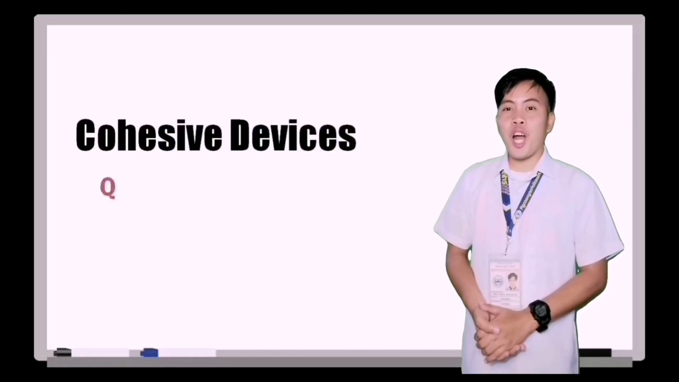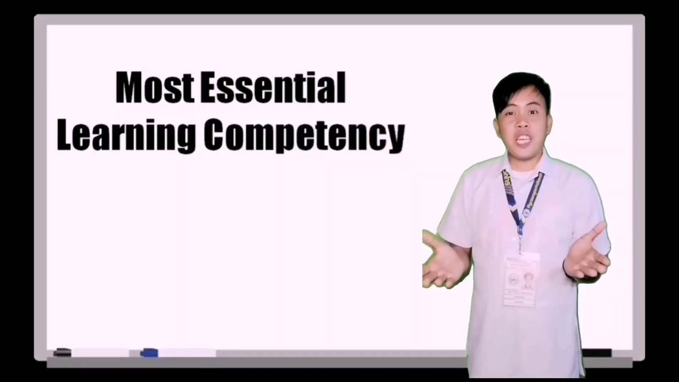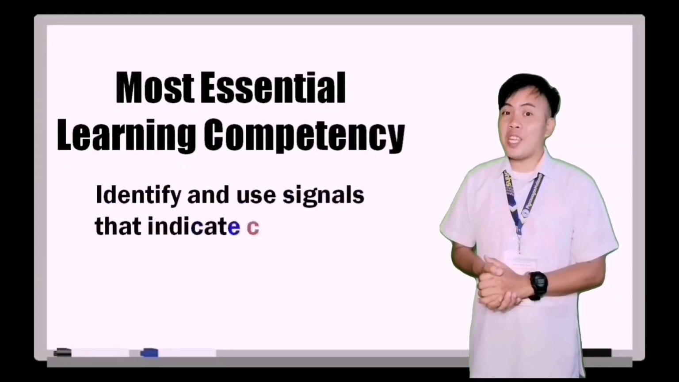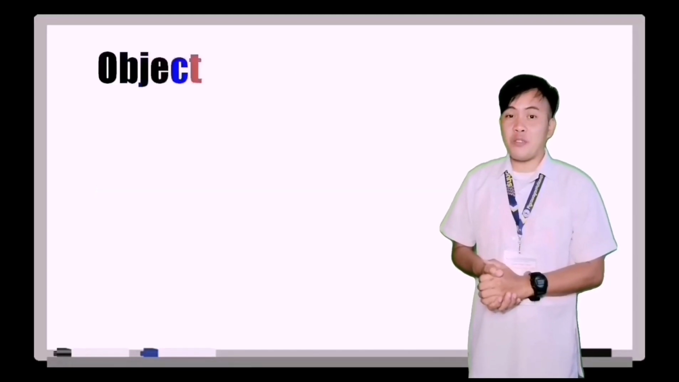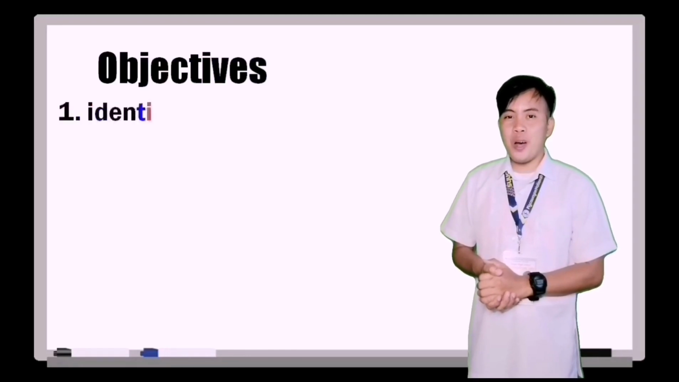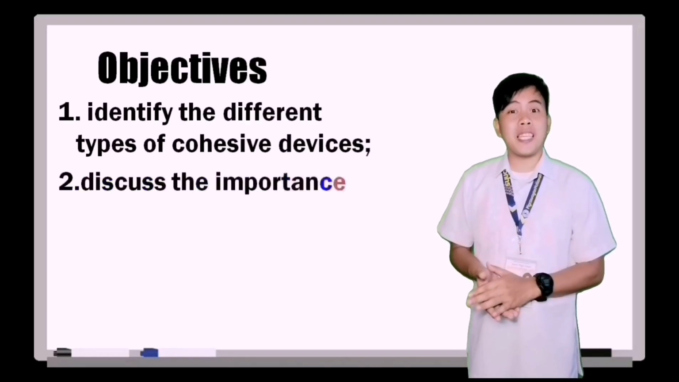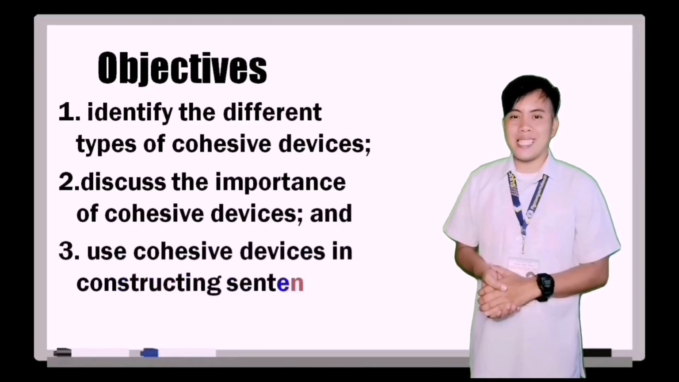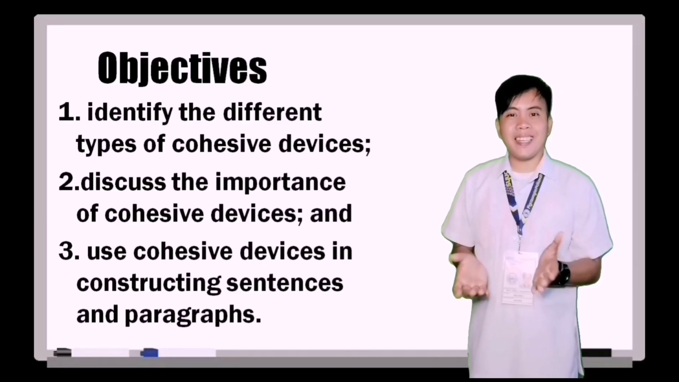This is Module 4 of your Quarter 1 lesson in English Grade 8. In this module, our most essential learning competency is to identify and use signals that indicate coherence. And at the end of this video lesson, you should be able to identify the different types of cohesive devices, discuss the importance of cohesive devices, and use cohesive devices in constructing sentences and paragraphs. Are you now ready? Let's begin!